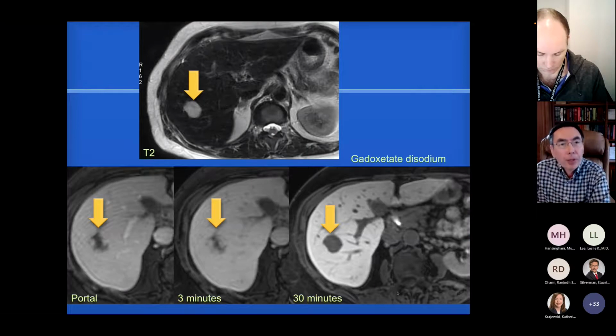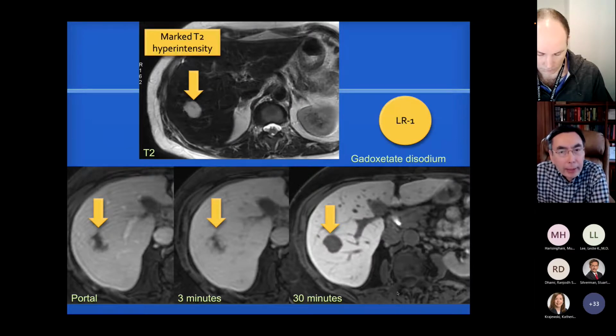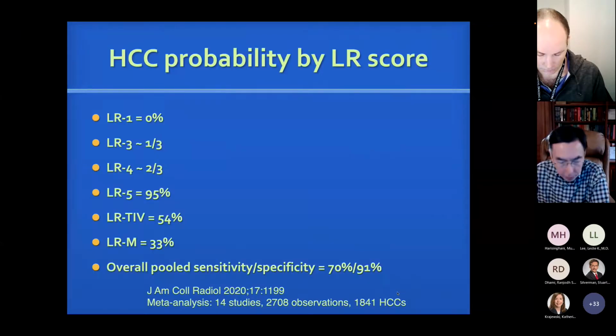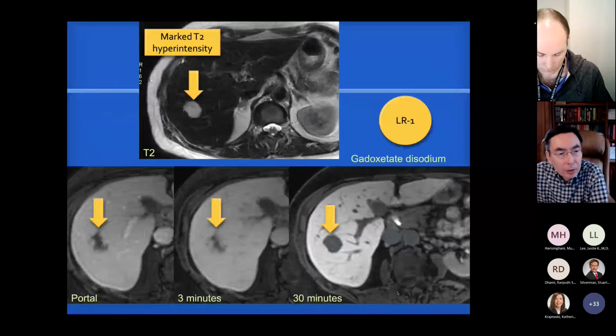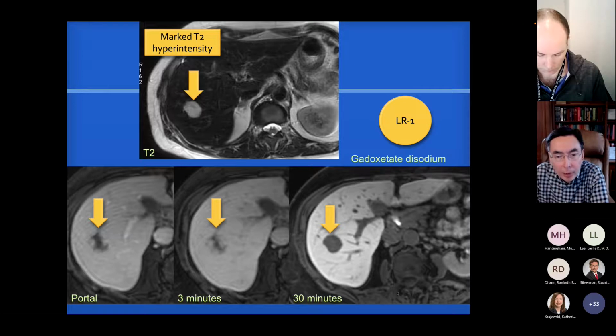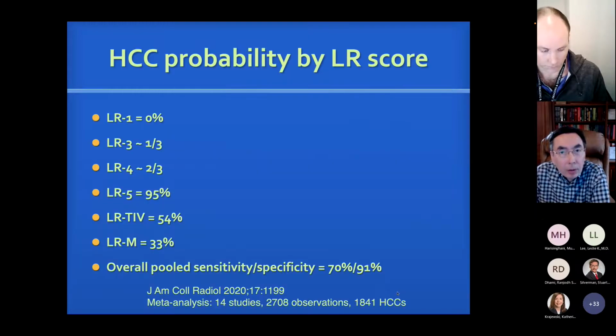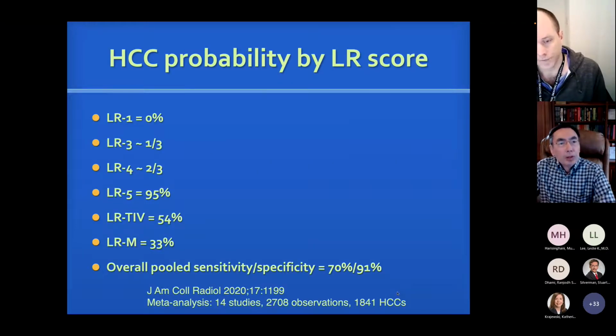So here is a patient with a very sharply demarcated liver mass, very hyperintense on T2. It has peripheral nodular enhancement that progressively moves centripetally. And then because this is gadoxetate disodium or Eovist, it does not retain the contrast on hepatobiliary phase. So this is classic hemangioma. And so this would be an LR1 lesion by LI-RADS.